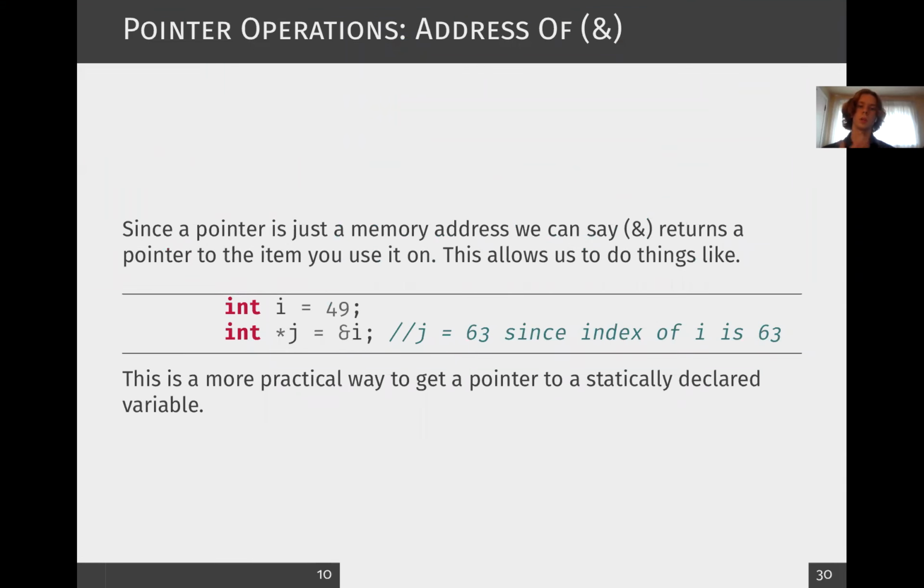So a pointer is just a memory address. The ampersand operator returns a memory address. It returns a number. It returns the location, the index in our table, etc. So in effect, it returns a pointer to the item you use it on. This is why it makes sense to do something like int pointer j equals address of I. We are assigning the value of j the address, or the location, of I. So this is a more practical way to get a pointer to a statically declared variable.